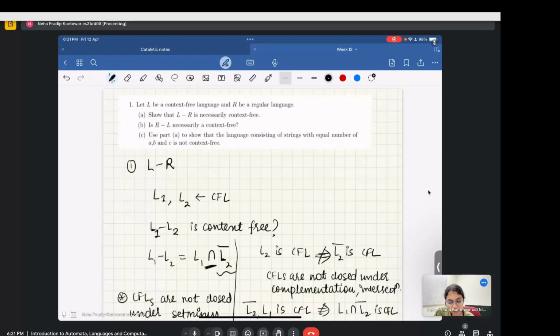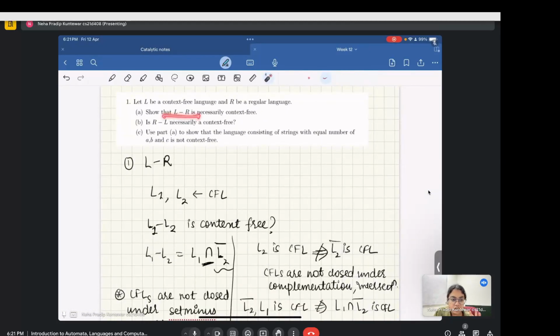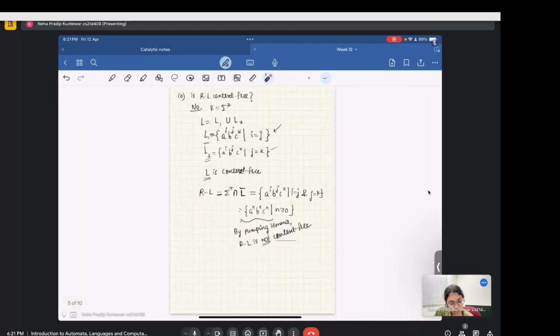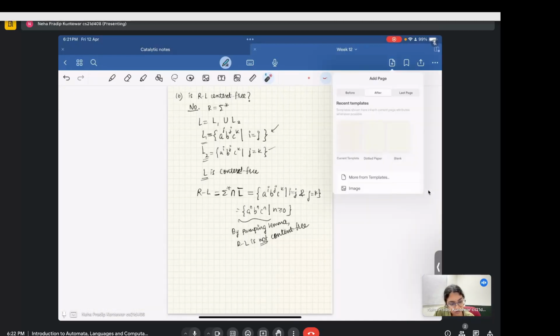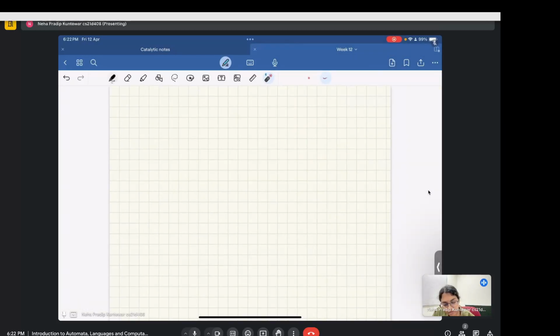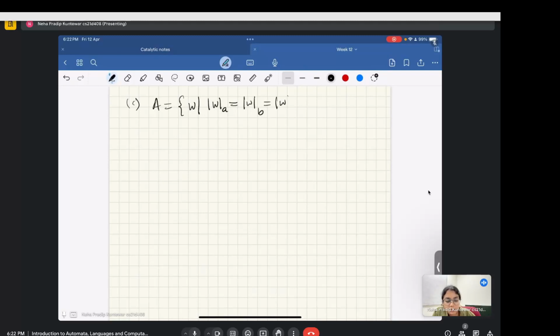Part A says that L minus R is necessarily context free. Part B says that R minus L is not necessarily context free. And now part C says that suppose you have a language which consists of strings which have an equal number of a's, b's and c's, then is that language context free? So let's write this language formally. I'll get a new page. So let's look at the language we are seeing. A is the set of all w such that the number of a's in w is the same as the number of b's in w, and this is the same as the number of c's in w.